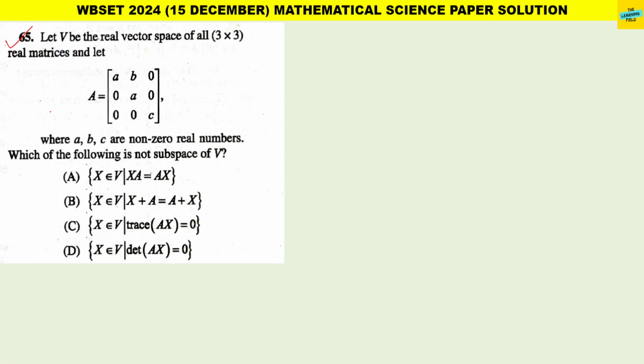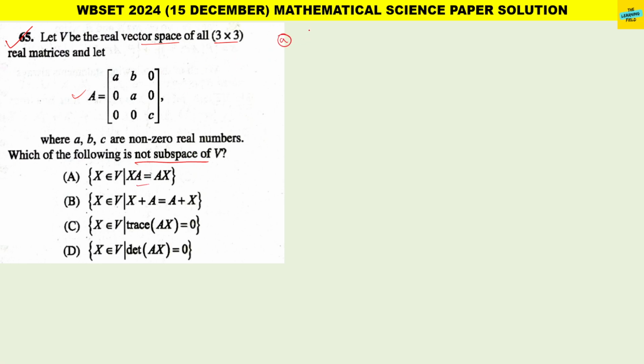So this is the next question. It says that let V be a real vector space of all 3 by 3 real matrices and A equal to this one, where a, b, c are non-zero real numbers. Which of the following is not a subspace of V? Fine. So first we check option A.